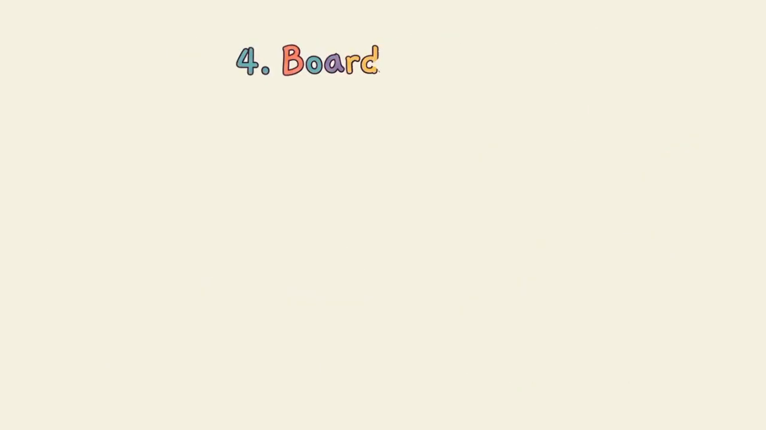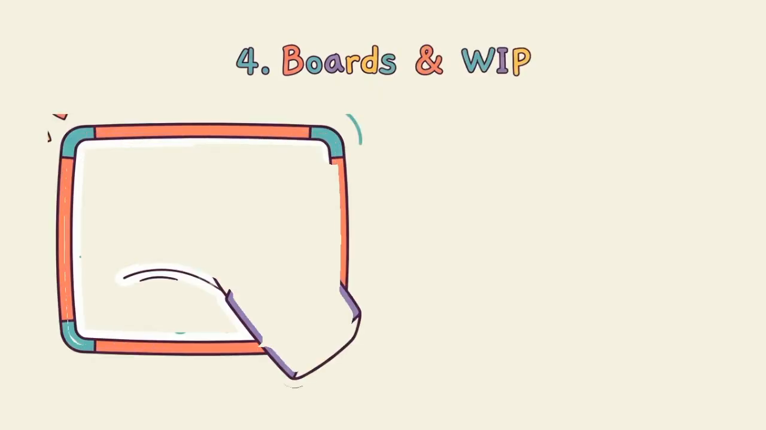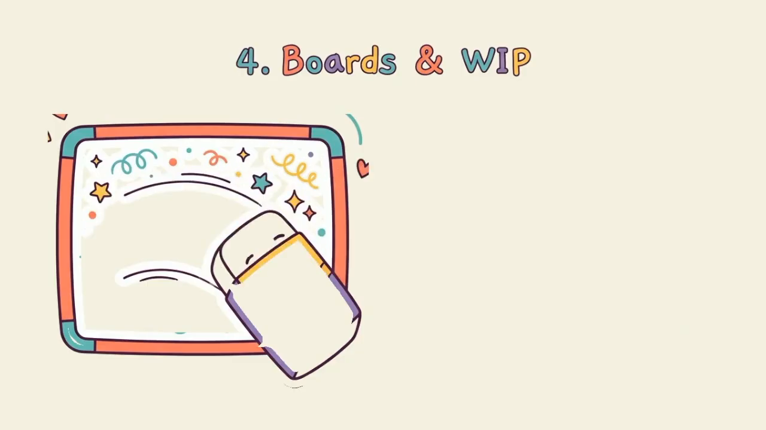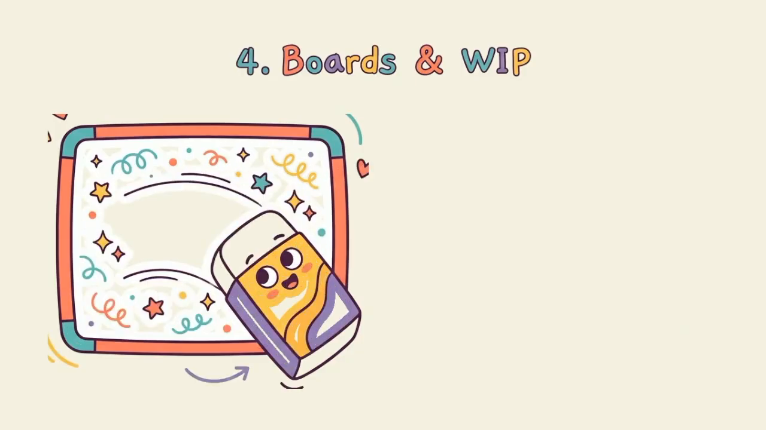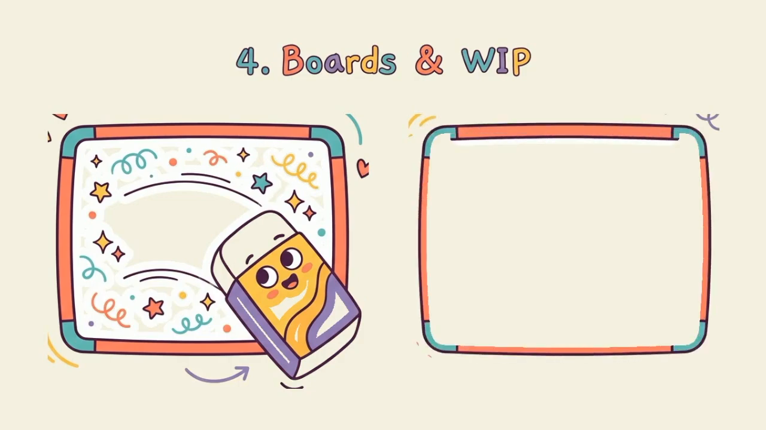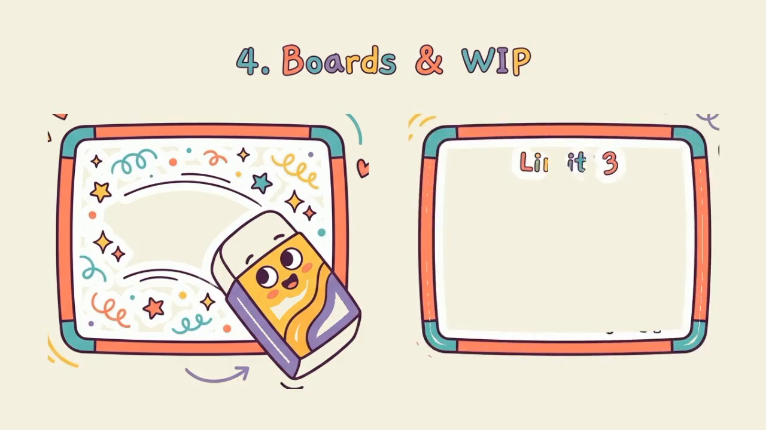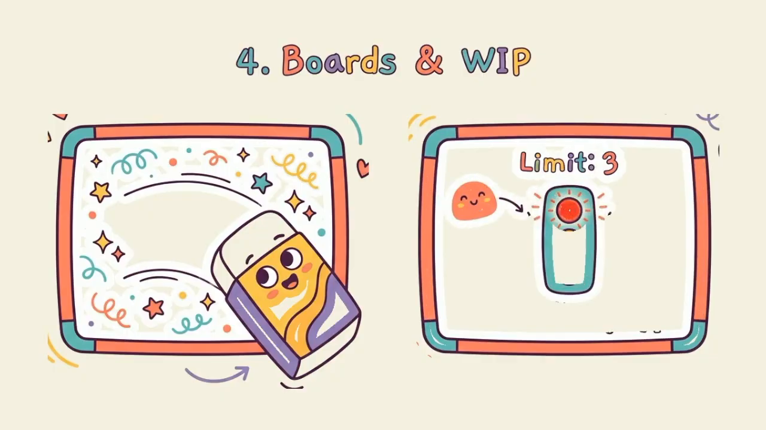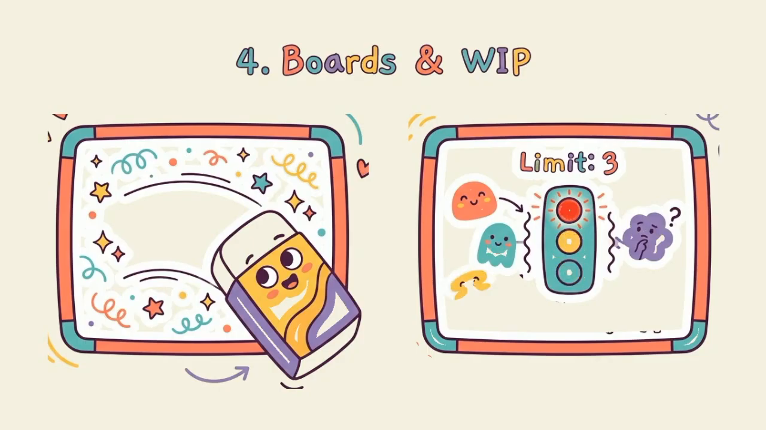The fourth difference is how boards and work in progress are handled. Scrum teams often use a board that represents only the current sprint, and that board is usually reset for the next sprint. Kanban uses one continuous board that reflects all ongoing work. A key practice in Kanban is explicit work in progress limits. By limiting how many items can be worked on at once, teams reduce multitasking and finish work faster. This idea is often summarized as "stop starting and start finishing," which we discussed in our previous video.